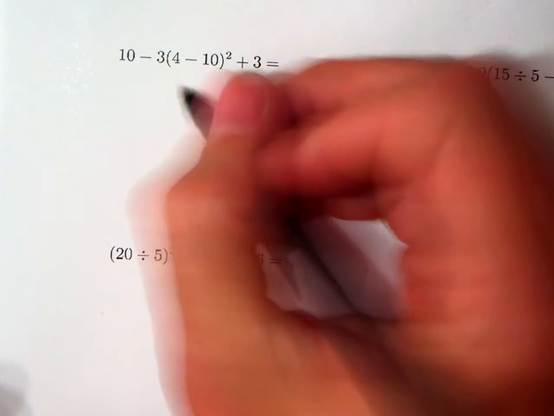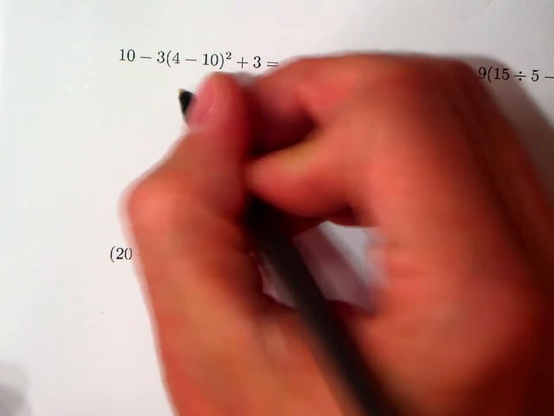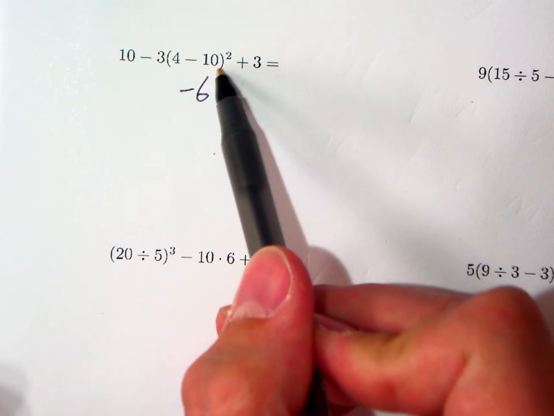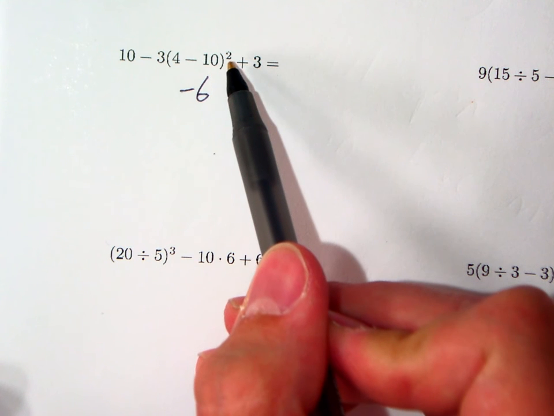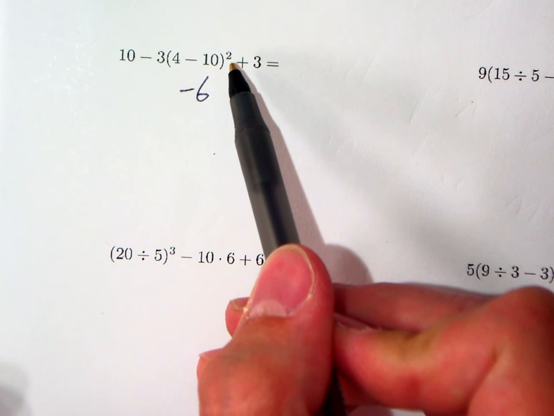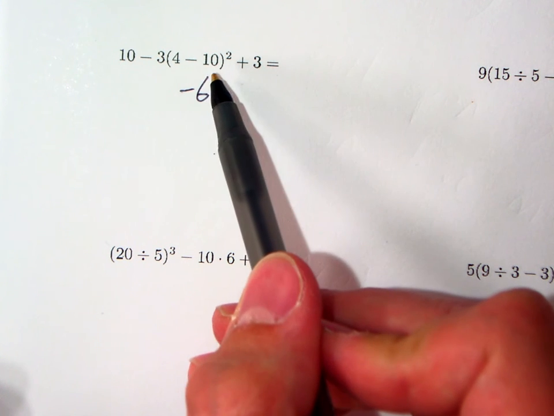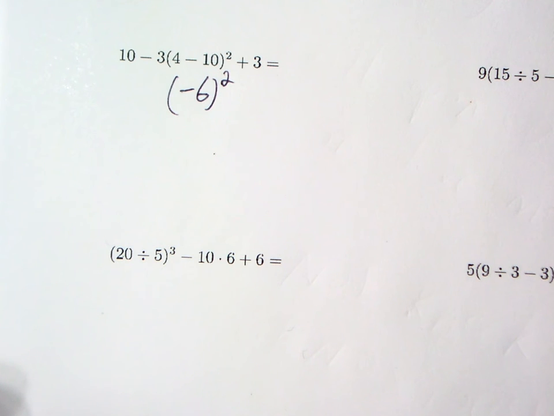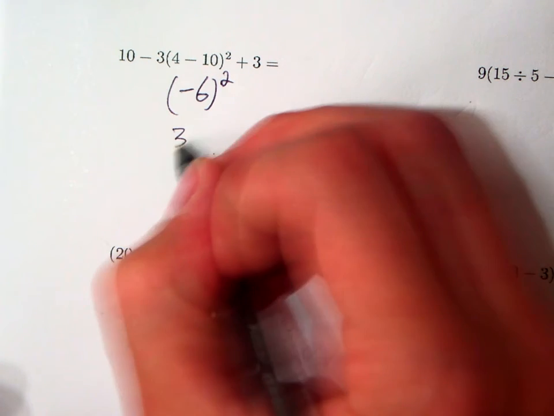Next problem, first step, the parentheses, 4 minus 10. This gives us a negative 6. Many people in the practice were squaring the 10 first. Notice the exponent 2 is outside of the parentheses. That's why we take 4 minus 10 first. So then we take negative 6 squared. This is not negative 6 times 2. It is negative 6 times negative 6. So it turns out to be a positive 36.